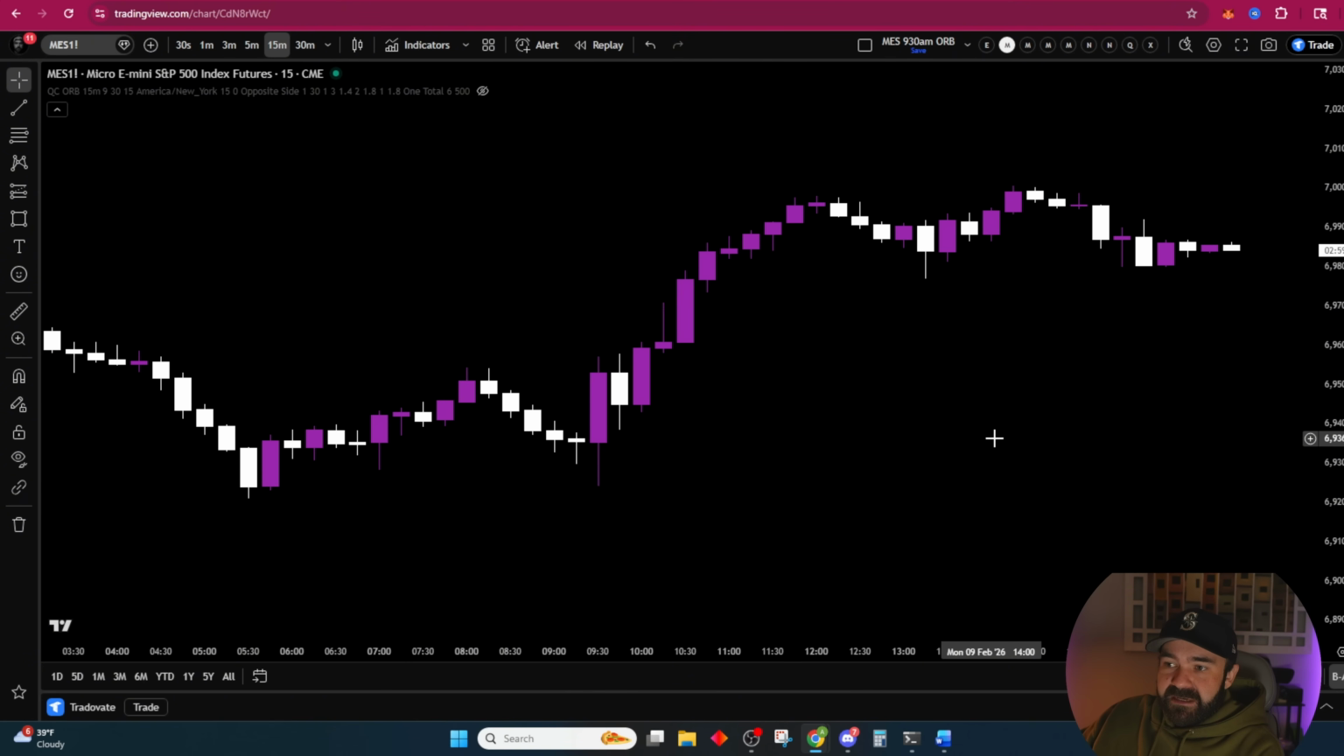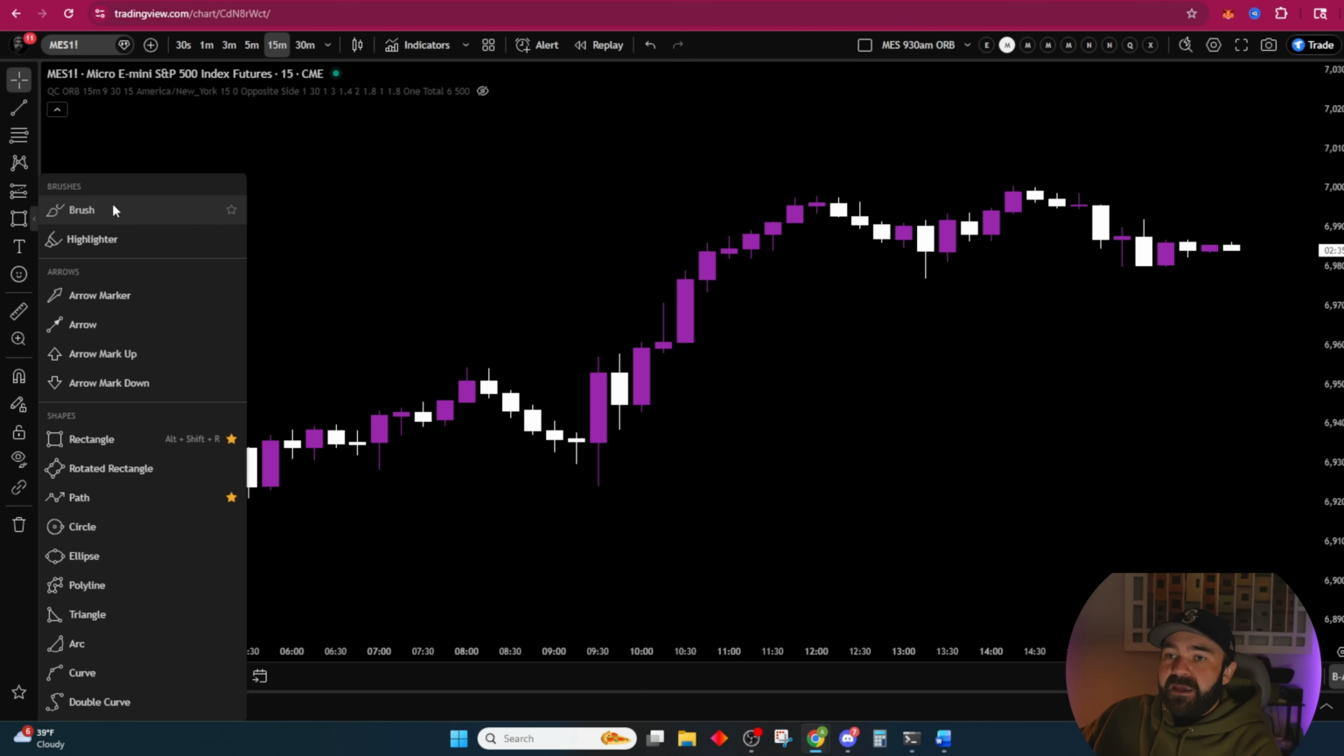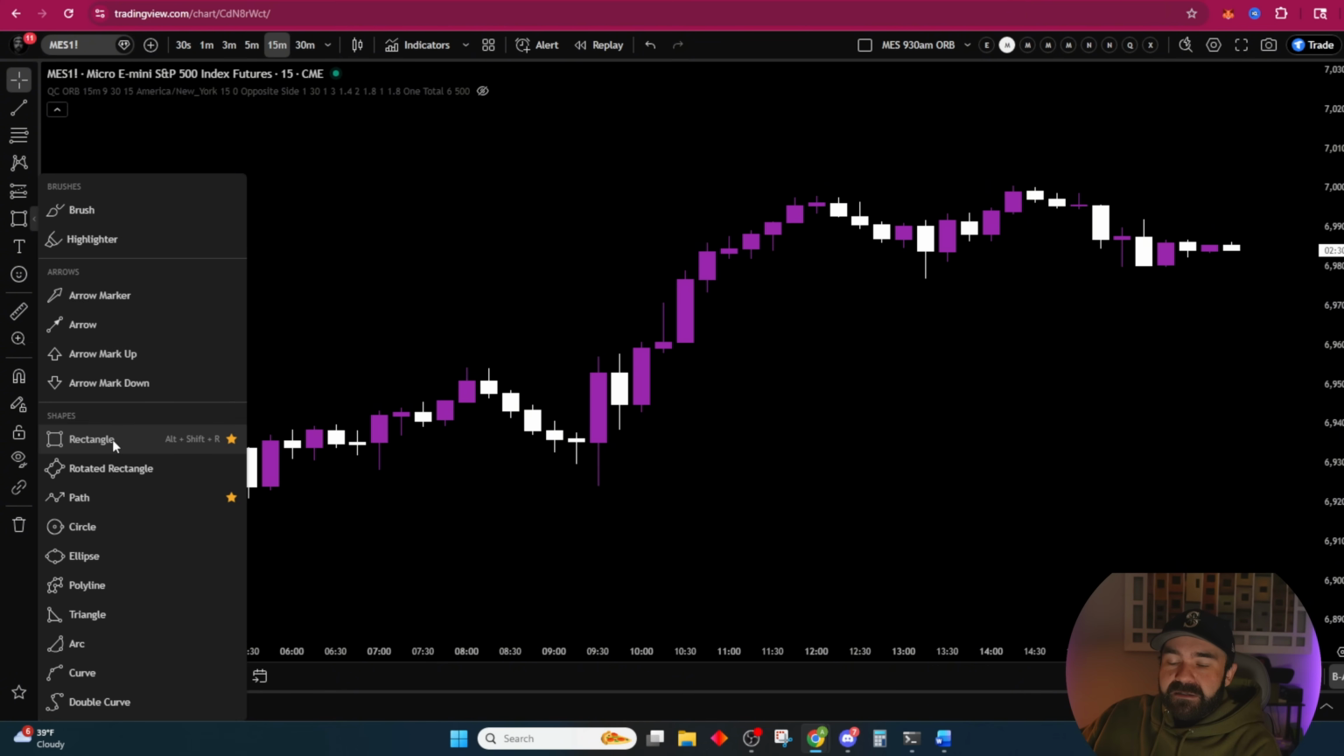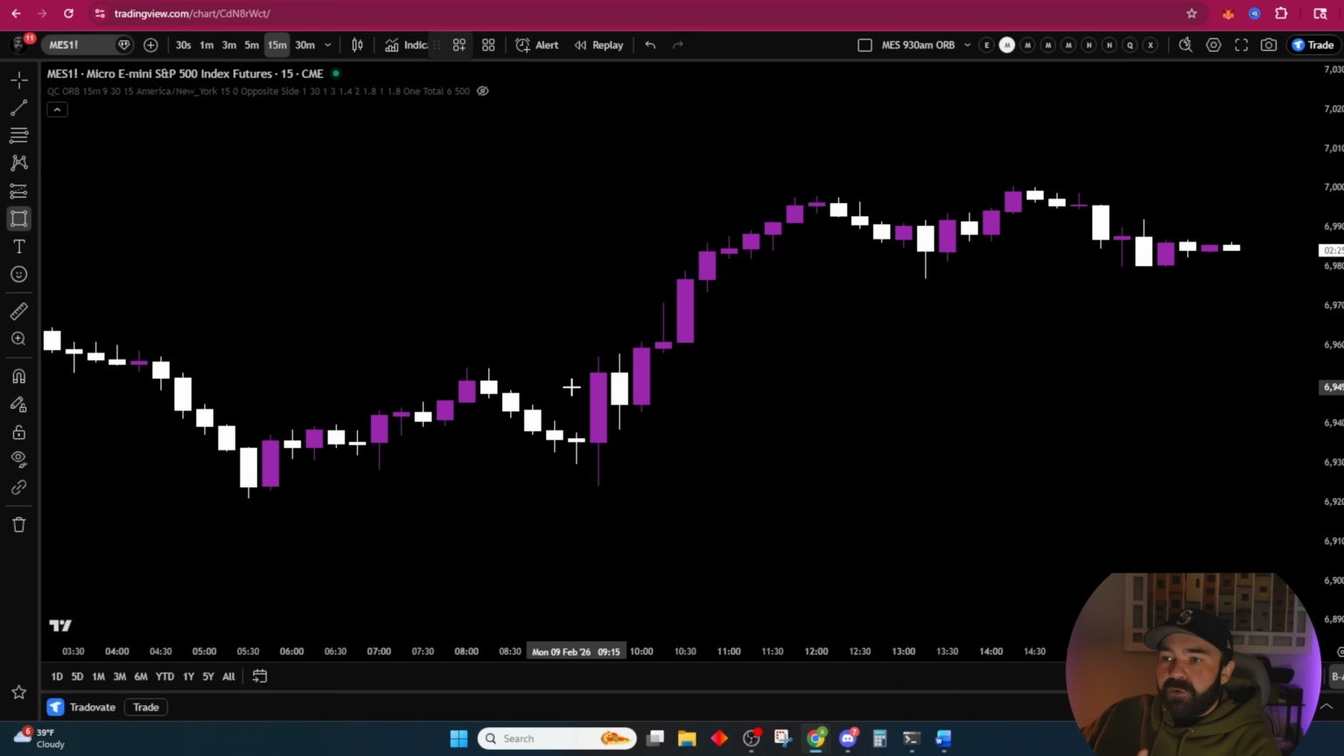You're on the 15-minute time frame, and what you want to do is find the 9:30 candle. This candle right here is the conglomeration of 9:30 to 9:45 price action movement. So this one candle represents 15 minutes of price movement on the 15-minute time frame. So you want to come over here on the left-hand side and click your rectangle tool. Now, yours might not look like a rectangle. Yours might be this paintbrush right here. Either way, click this little tiny arrow right here, scroll down to rectangle, or Alt, Shift, and R is the hotkey, if that's your thing, to pull up the rectangle tool.